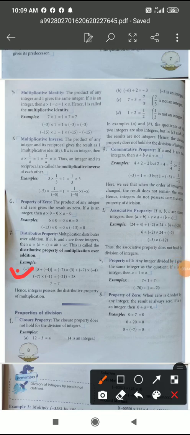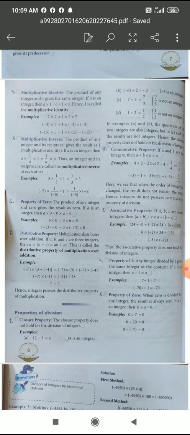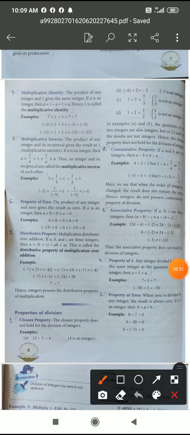Here you see example. 7 multiply whole bracket 3 plus minus 4 whole bracket equal to 7 multiply 3 plus 7 multiply minus 4. Here in both cases, children, we get the answer as 7. We get 7, the same answer. Hence, integers possess the distributive property of multiplication.